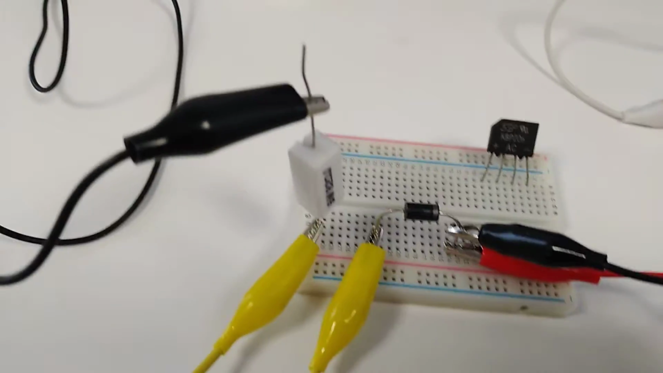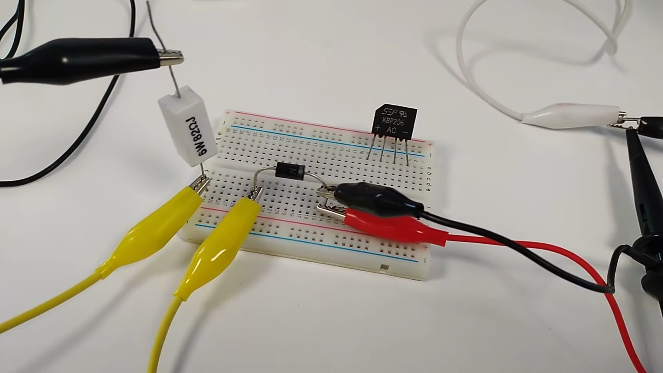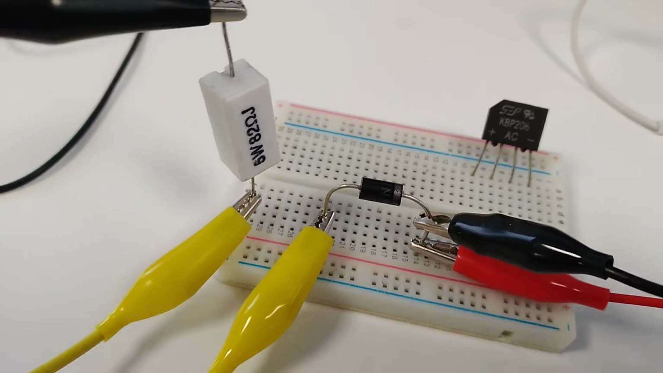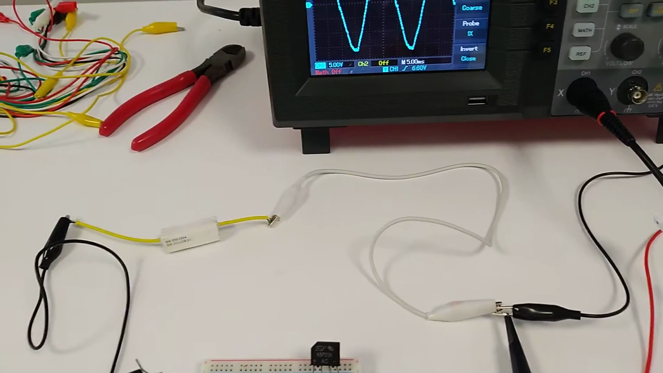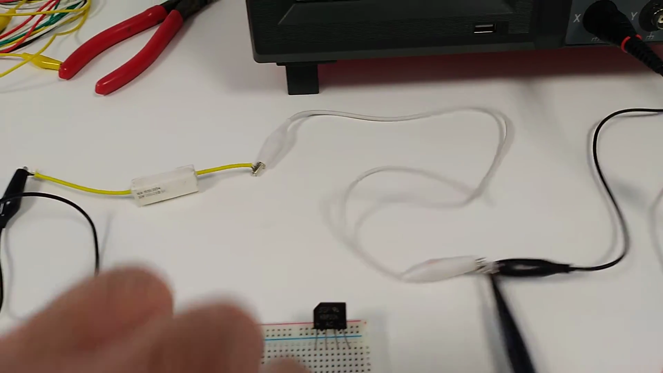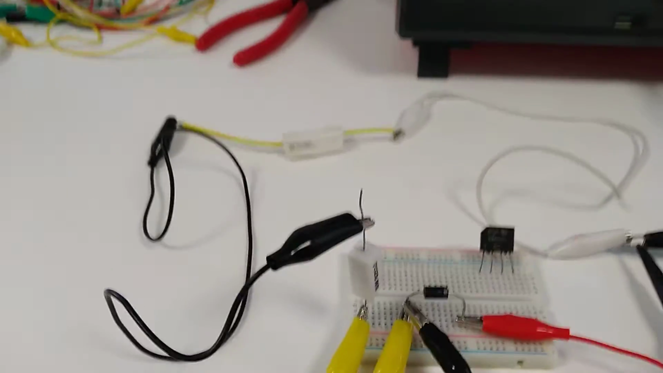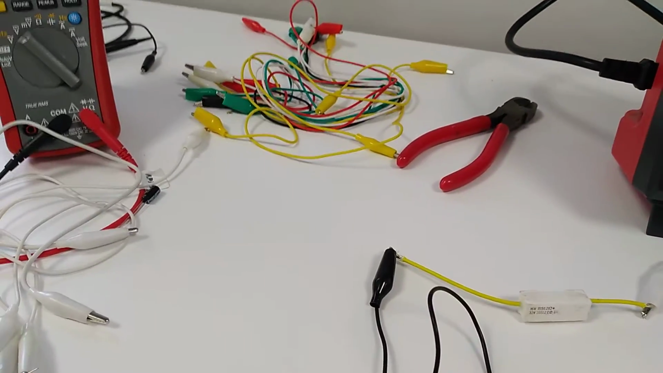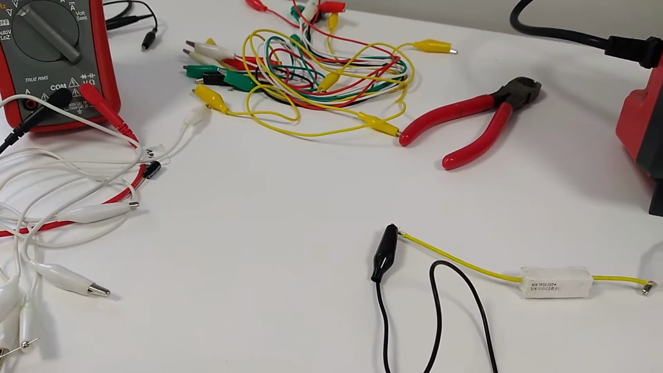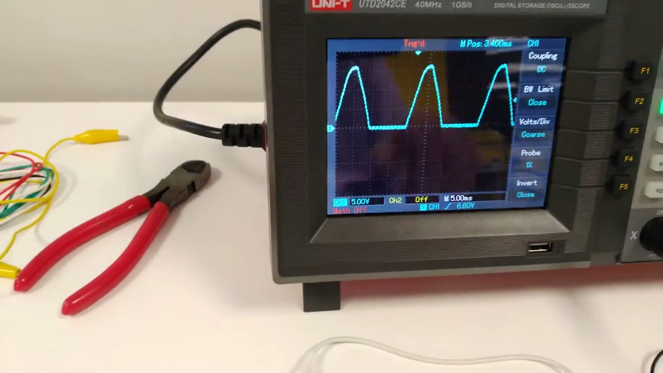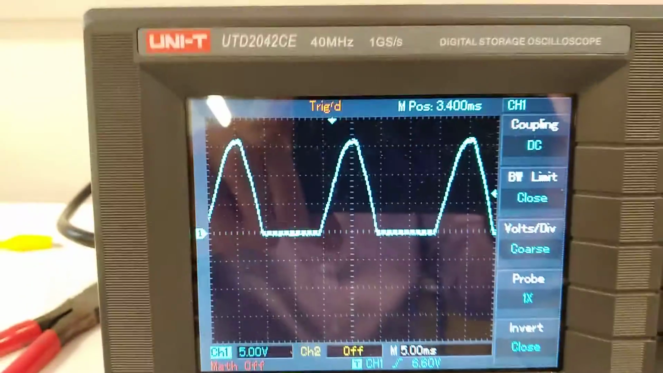So here is my circuit. This time I'm using about 150 ohms of resistance in series with my single PN junction diode. I'll just move the oscilloscope across. And there is my output waveform.